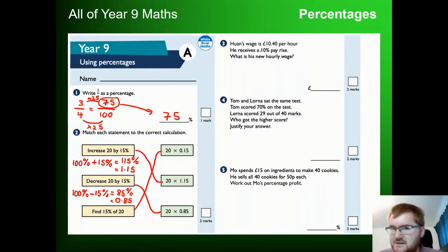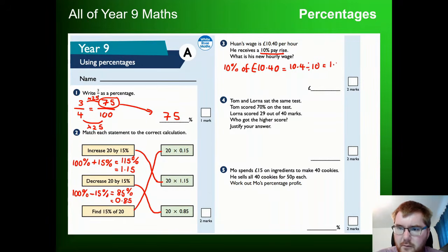Now question 3. Juan's wage is £10.40 per hour and he gets a 10% pay rise. That's good with inflation at 7%. And what is his new hourly wage? So we need to first of all work out what 10% of £10.40 is. Well, that's very fortunate because that's quite an easy one to work out. We just need to take our 10.4 and divide by 10. That gives us £1.04.